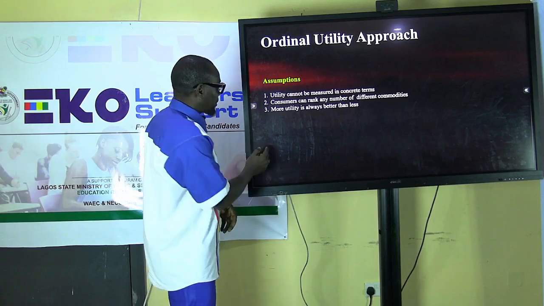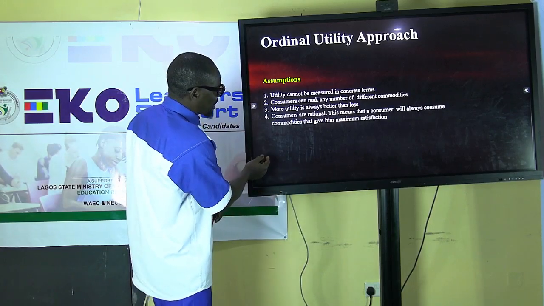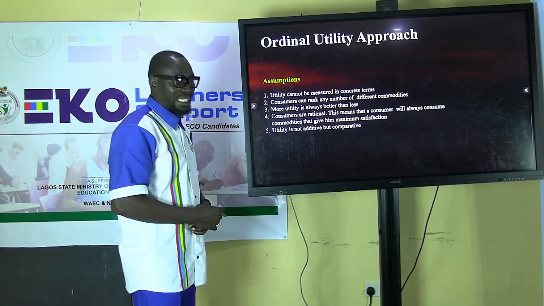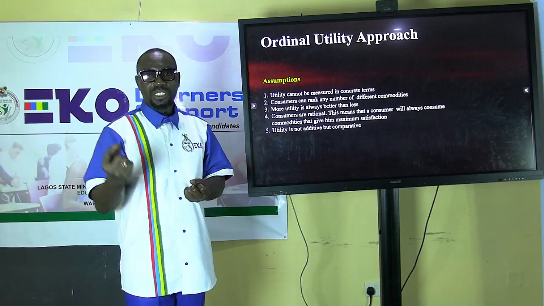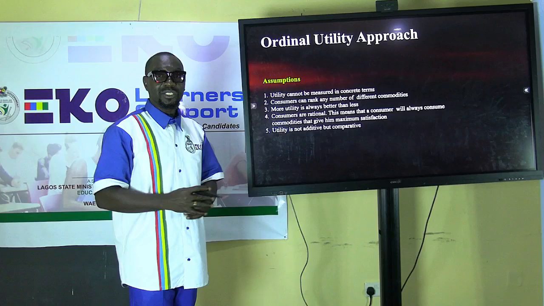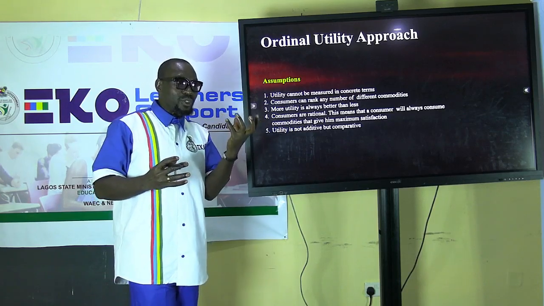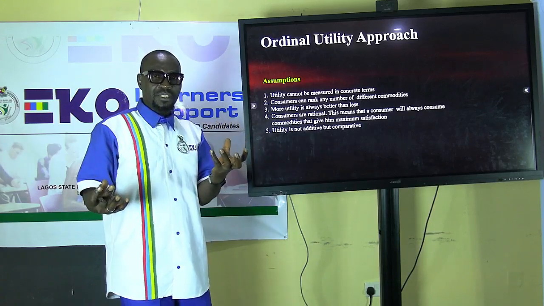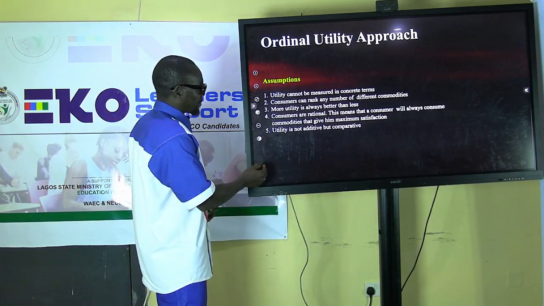Meaning rationality. Consumers are rational. Consumers will consume commodities that give them maximum satisfaction. Utility is not additive, unlike in the cardinal case where you can add utility 1 plus utility 2 and so on. Utility here is not additive but comparative. So what you can say is this utility is better than that utility. I get better utility from this than that compared to that one.